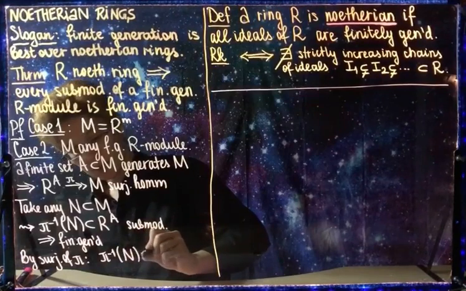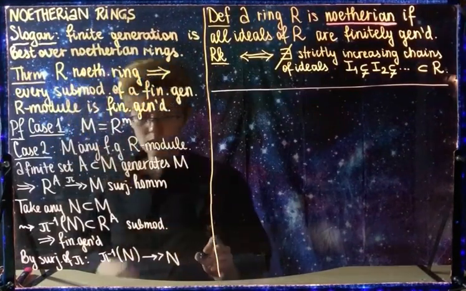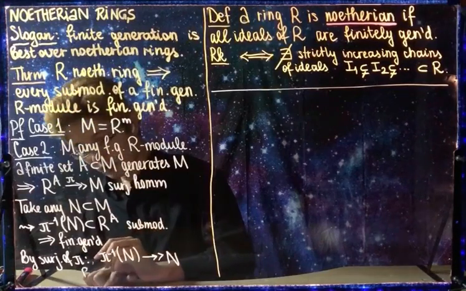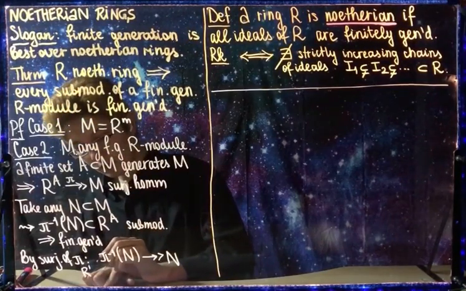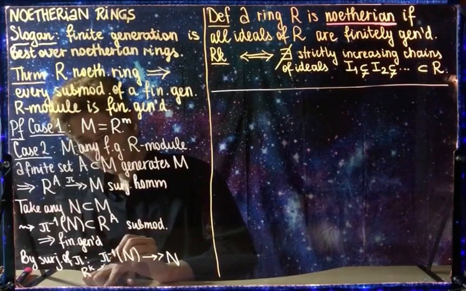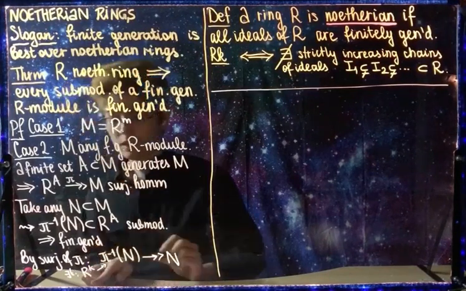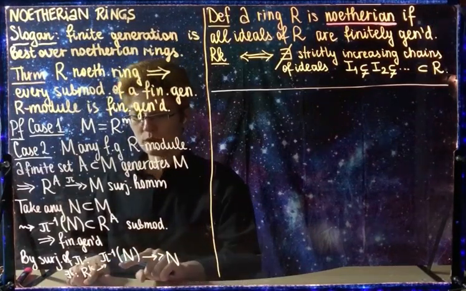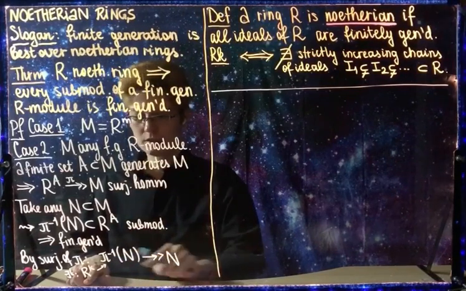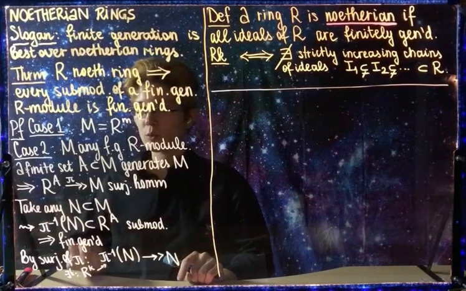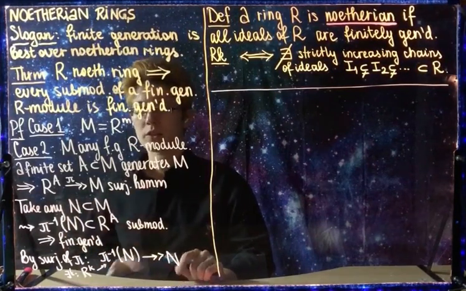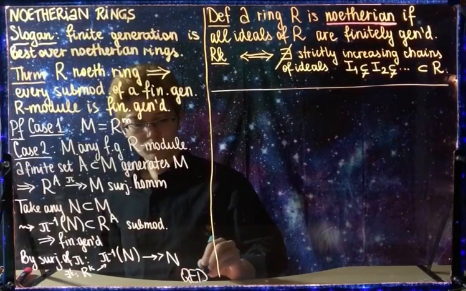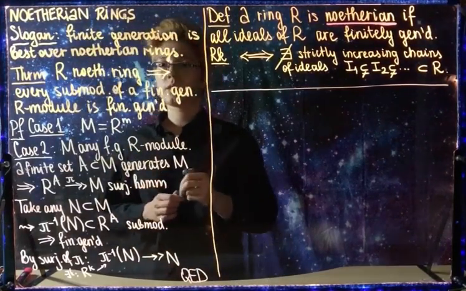This module pi inverse of N surjects onto N, and since pi inverse of N is finitely generated, it admits a surjection from some R to the power, let's say, k, for some k, and therefore we have a surjection from R^k to N, and so images of generators in pi inverse of N generate N, because this is also a surjection. And so we prove that any submodule of M is finitely generated for a finitely generated R-module M. And so we proved this theorem.